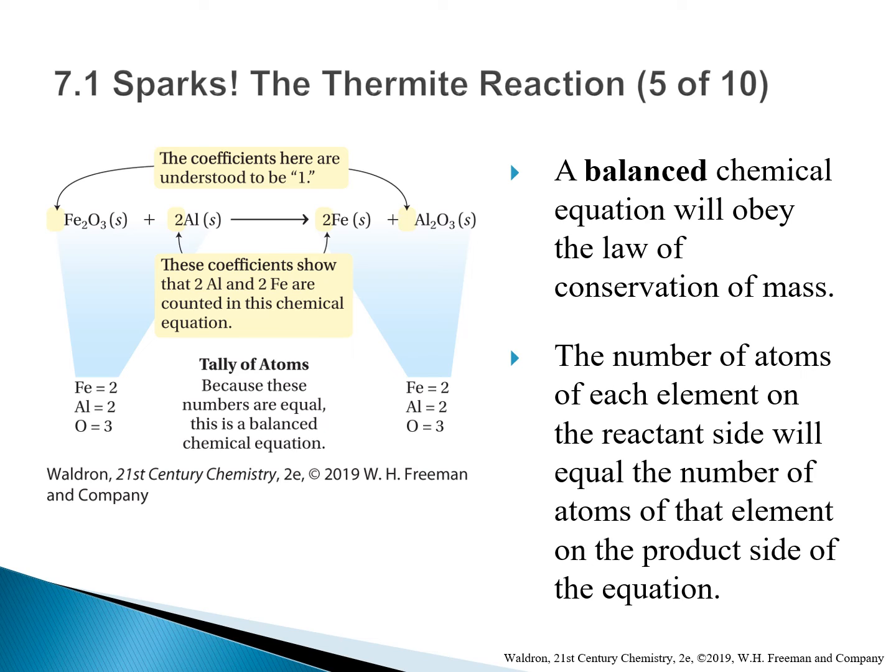If we count for the thermite reaction, on the left-hand side, on the reactant side, we have 2 iron, and then we also have 2 iron on the right-hand side, the product side. On the left-hand side, we have 2 aluminum atoms. On the right-hand side, we have 2 aluminum atoms. On the left-hand side, we have 3 oxygen atoms. And on the right-hand side, we have 3 oxygen atoms. Because these numbers are equal, this is a balanced chemical equation.